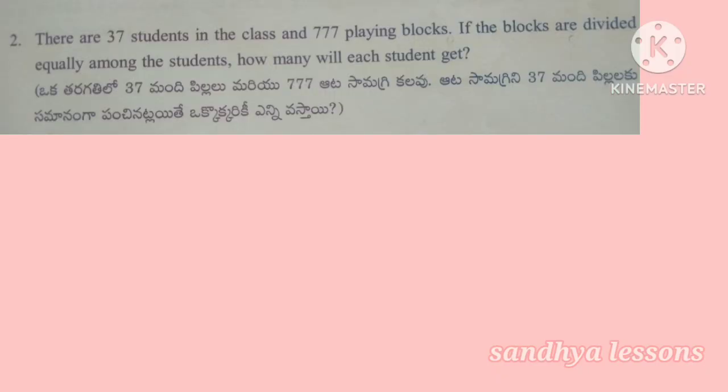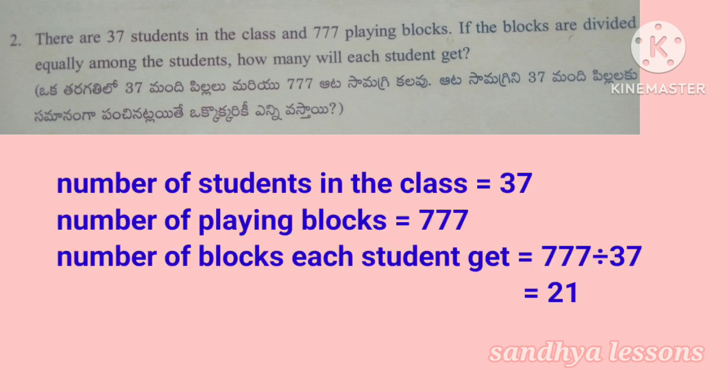Second problem. There are 37 students in a class and 777 playing blocks. If the blocks are divided equally among the students, how many will each student get? Solution. Number of students in the class is equal to 37. Number of playing blocks is equal to 777. Number of blocks each student gets.